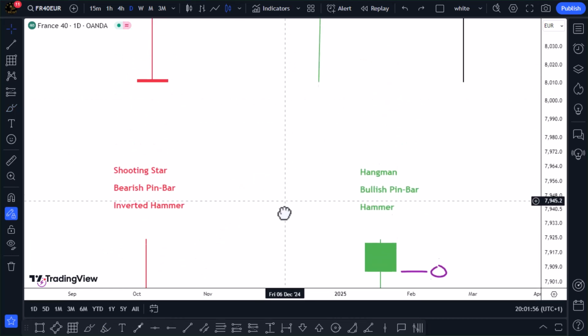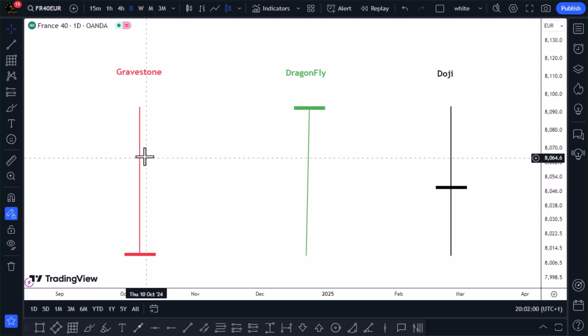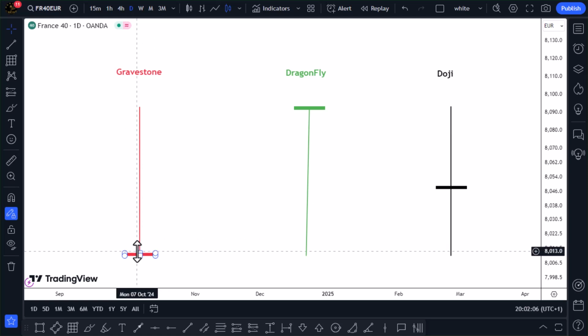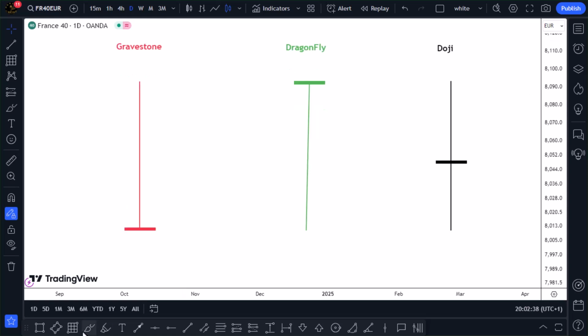Now let's move to the next one. Right here we have the candlestick that has an upper shadow without a body. So there is no body right here. You can see this. So what does this mean? The gravestone. Whenever you see the gravestone right here, it's a very important candlestick pattern. It has higher selling pressure. The sellers open the price at this level.